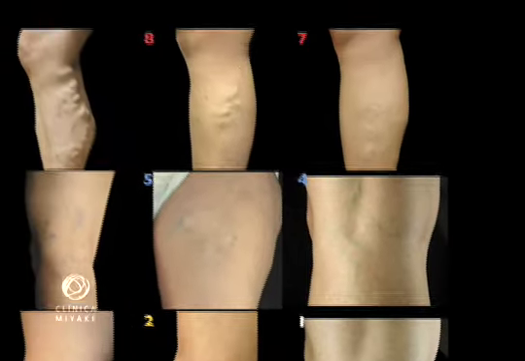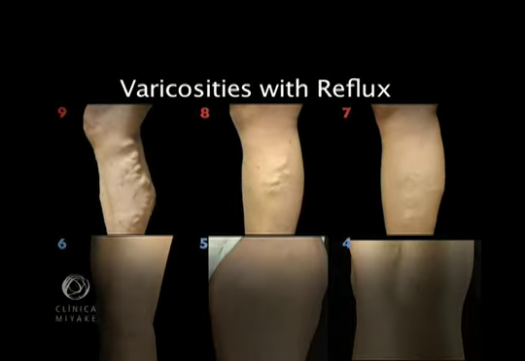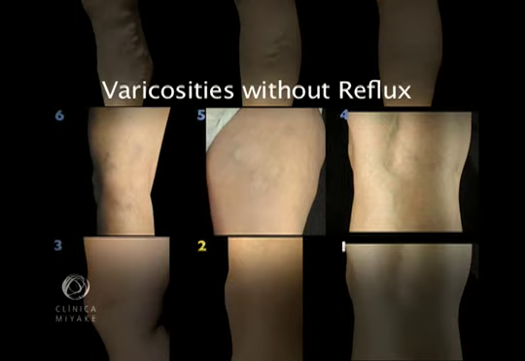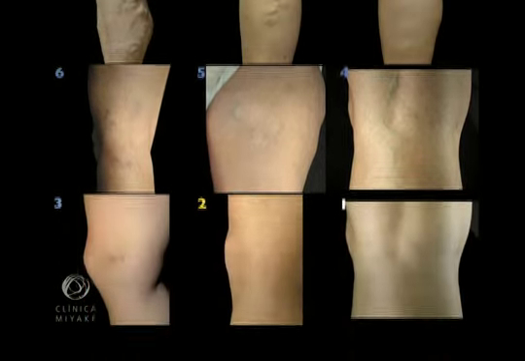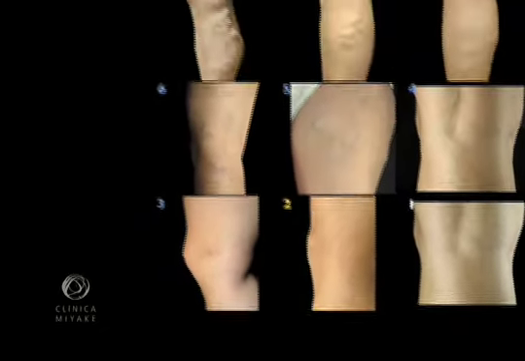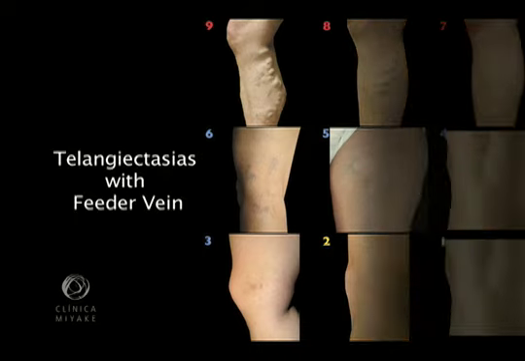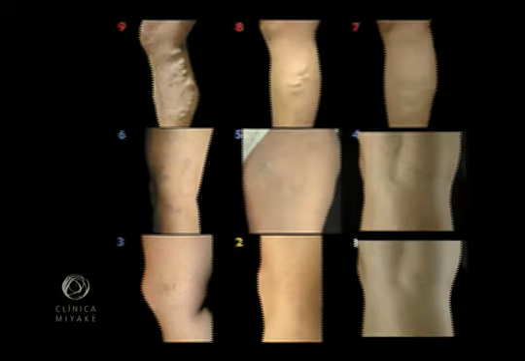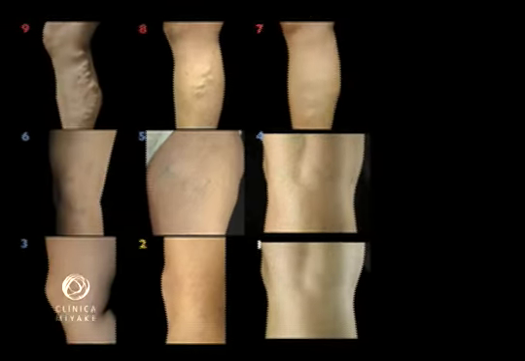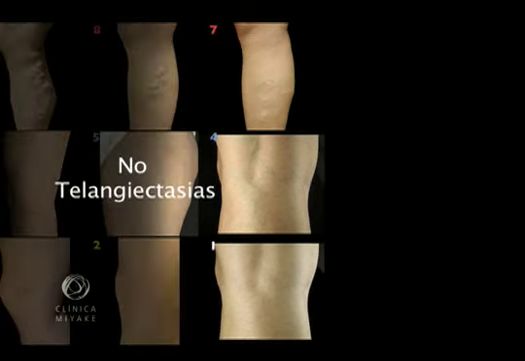Following the table, on the first line, varicose veins with any kind of reflux from the deep venous system. On the second line, varicose veins but no reflux. On the third line, no varicosities. On the first row, telangiectasias combined with feeder veins. On the second row, telangiectasias devoid of feeder veins. And on the third and last row, no telangiectasias.